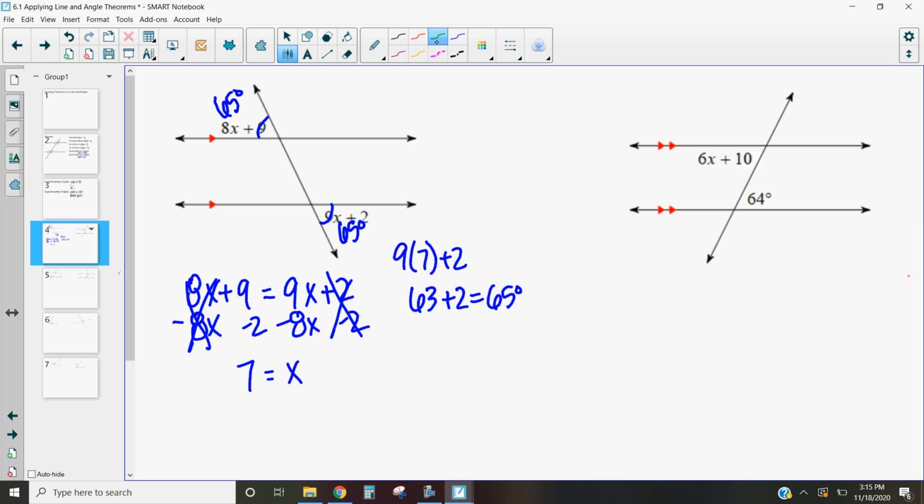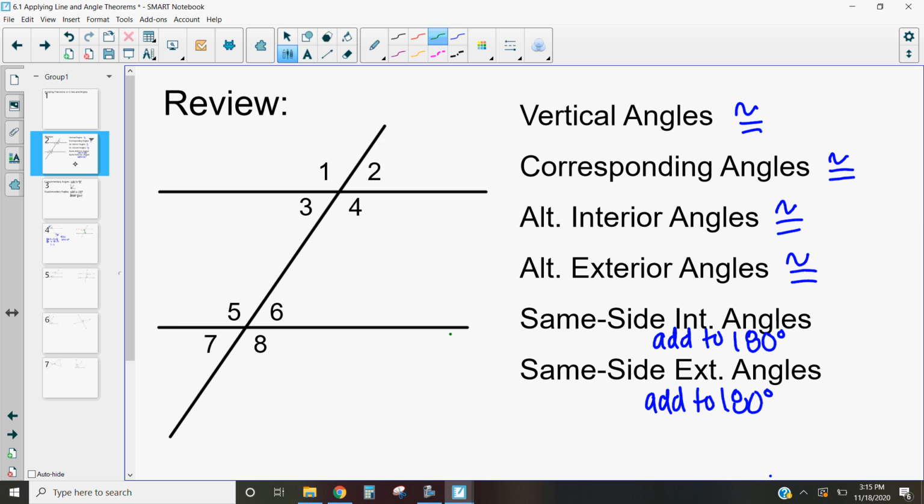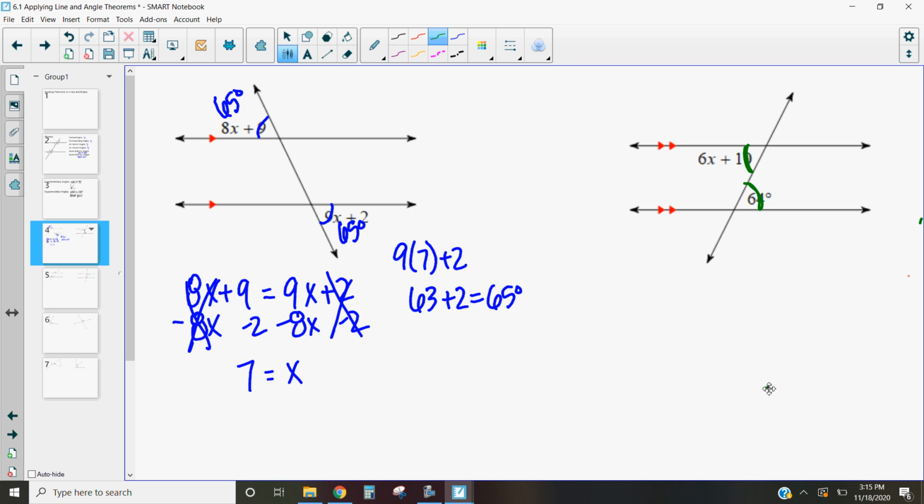Okay, so let's do the same thing over here. We're again applying those properties. Now these are alternate interior angles, and alternate interior angles, as seen before, are also congruent, so we can set them equal to each other. 6x plus 10 equals 64. In this case, we're going to solve for x, even though we know both angles are going to be 64 degrees. So let's figure out what x is. Well, I'm going to subtract 10 from both sides.